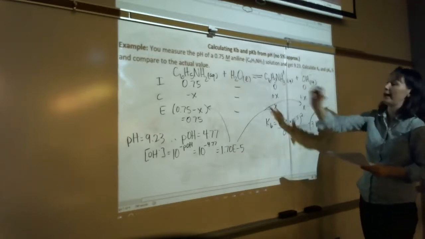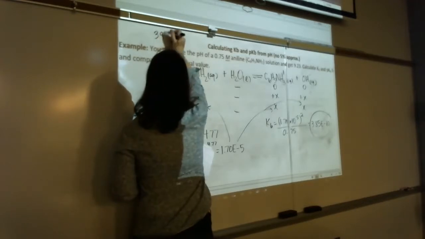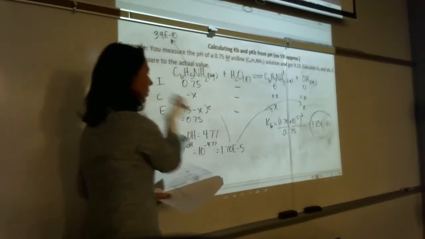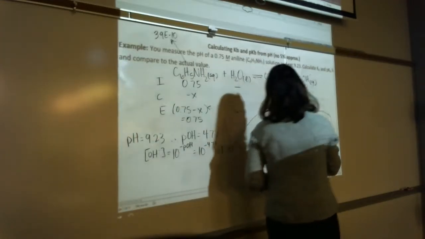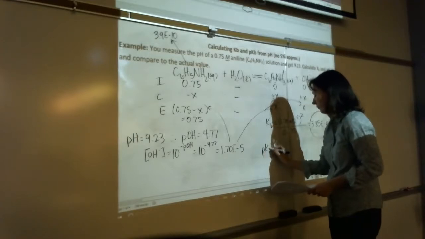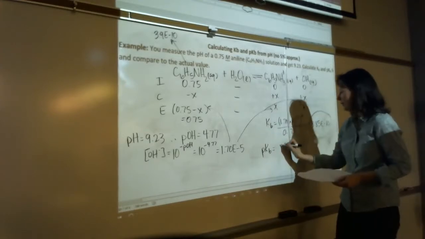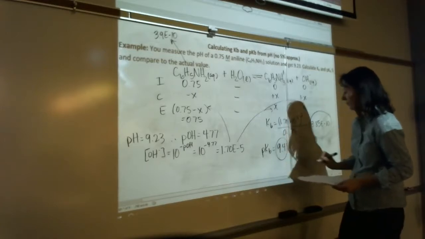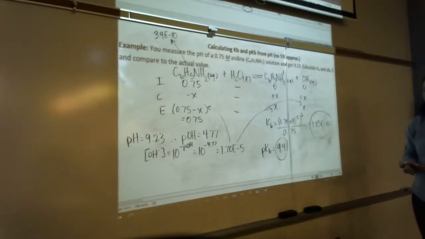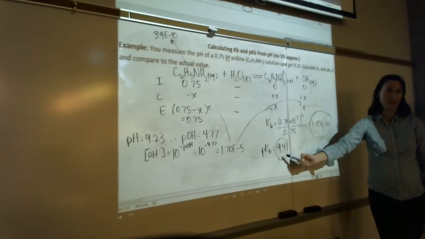And it says compare to the actual value. If you look on your table, the actual value is 3.9 times 10 to the negative 10th. So is our answer within rounding? Yes, it is. And then how would I get pKB? Just take the negative log of the KB, right? And it is 9.41. Remember, the weaker the base is, the higher the pKB is going to be.